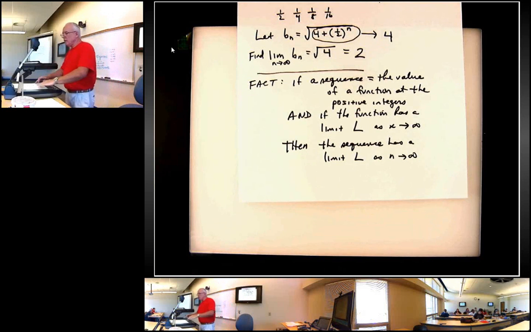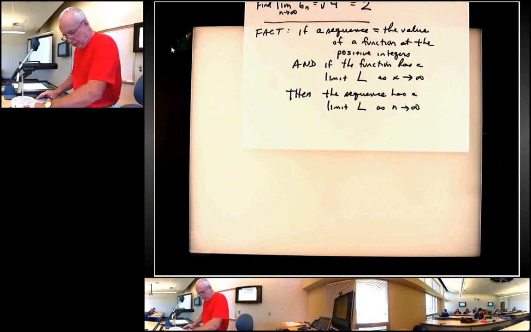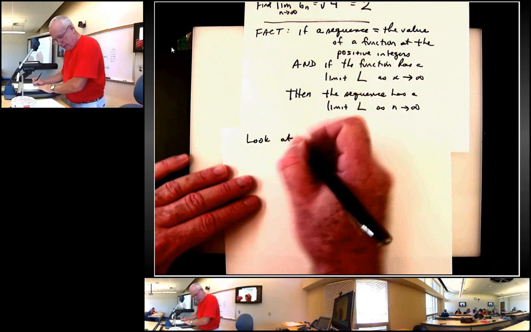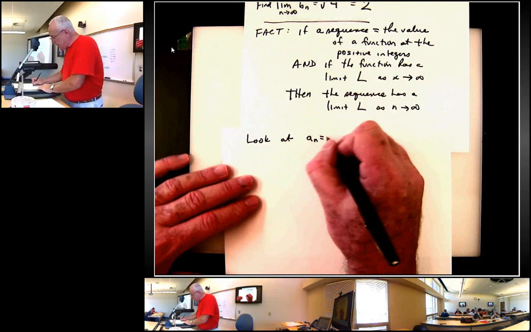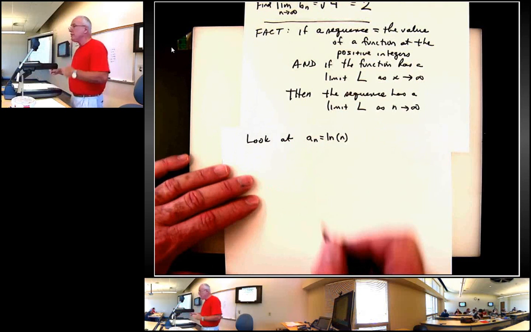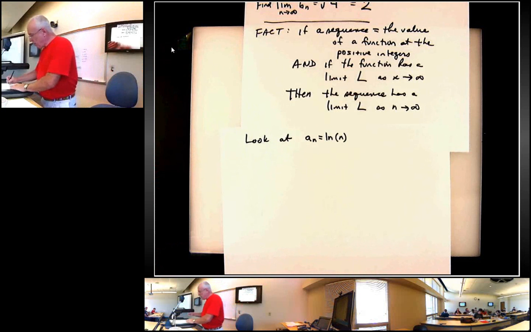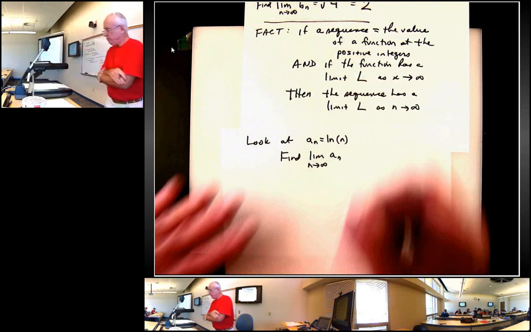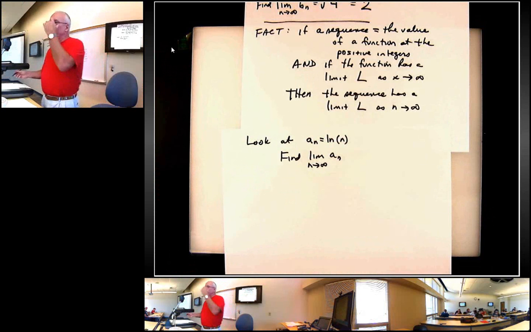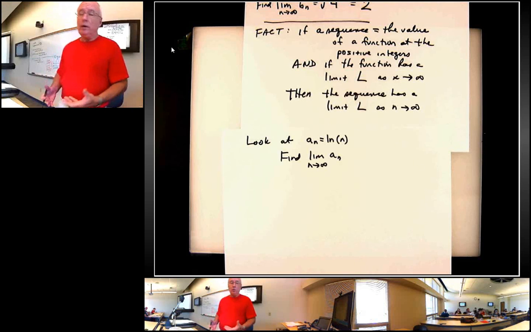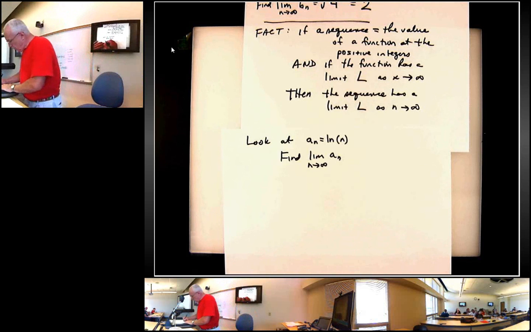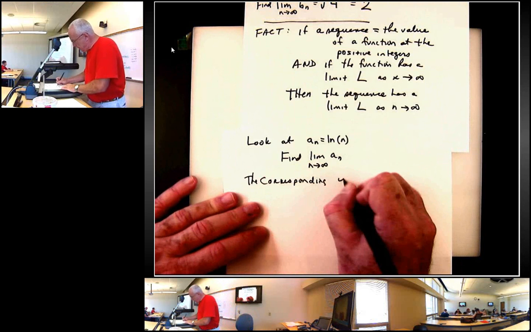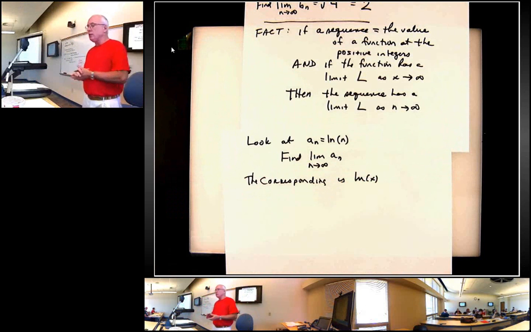So I think the best way to illustrate this is with an example. Look at a sub n defined as follows: the natural log of n, where n is equal to 1, 2, 3, etc. And we're asked to find the limit as n approaches infinity of a sub n. Notice, every term of this sequence is basically a natural log value, except it's at an integer. So the corresponding function is the natural log of x. It just takes on the values of the integer.